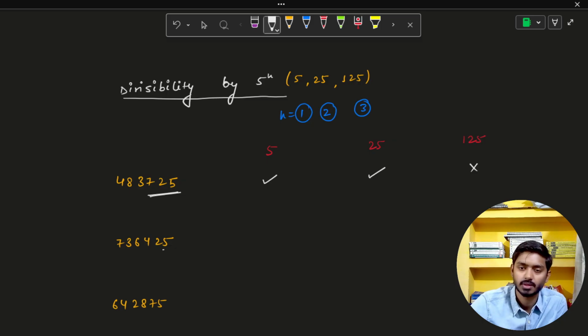One more. The last 1 digit is divisible by 5. The last 2 digits as well are divisible by 25. The last 3 digits, 250, are not divisible by 125. So the entire number won't be divisible by 125.